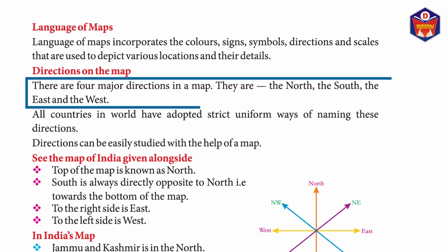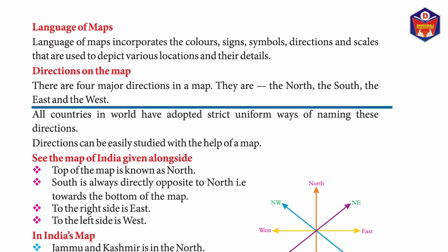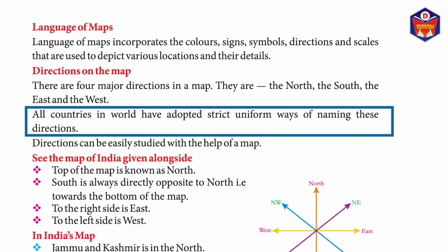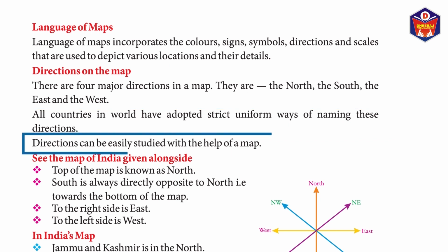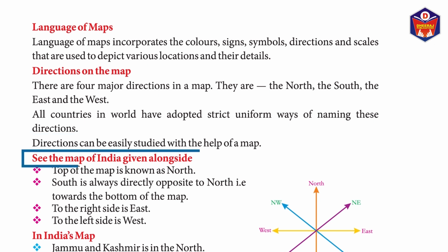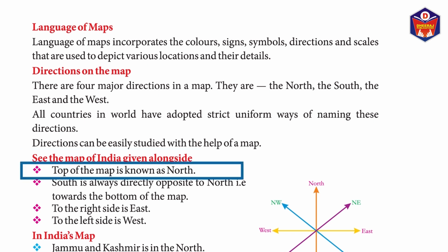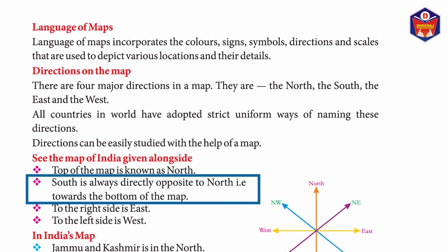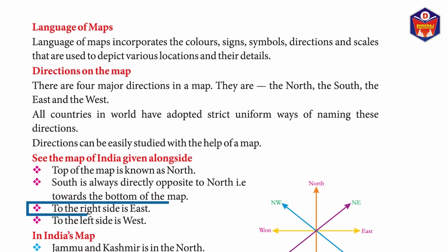There are 4 major directions in a map. They are the north, the south, the east, and the west. All countries in the world have adopted strict uniform ways of naming these directions. Directions can be easily studied with the help of a map. See the map of India given alongside. The top of the map is known as north. South is always directly opposite to north, that is, towards the bottom of the map. To the right side is east, to the left side is west.